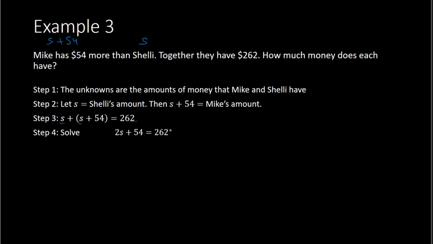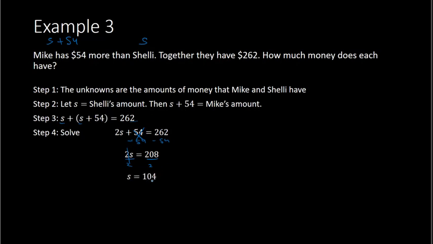So to solve, I can then do reverse order of operations. So I get rid of the addition first by subtracting. So I subtract 54 from both sides. On the left, I have 2S. On the right, 262 minus 54 would be 208. And then from here, I can get rid of the 2 by dividing. So divide both sides by 2. On the left, I have S. And on the right, I have 208 divided by 2, which would be 104.